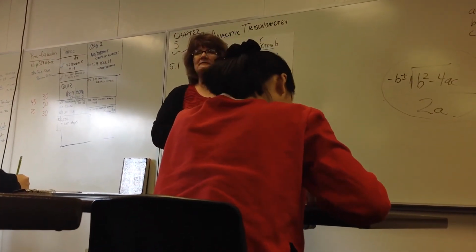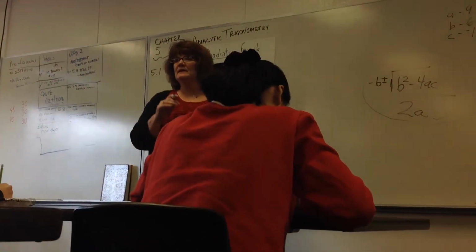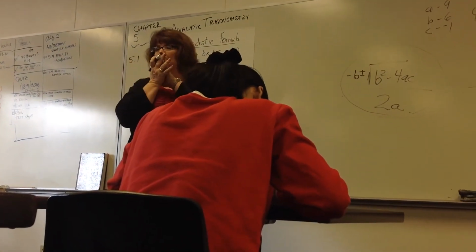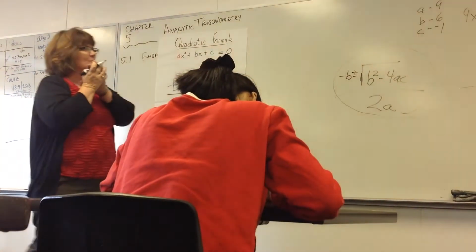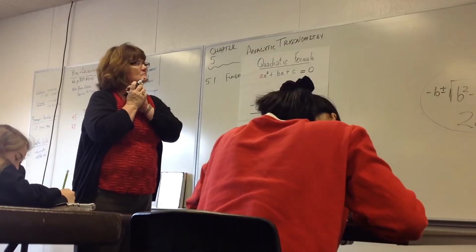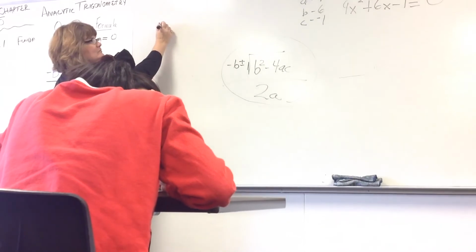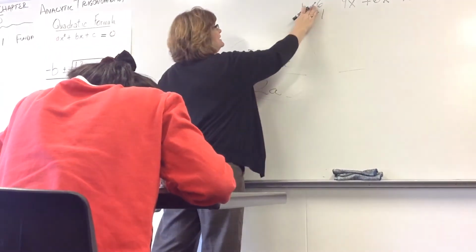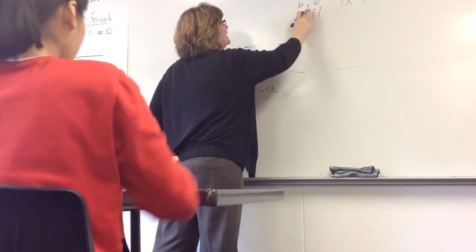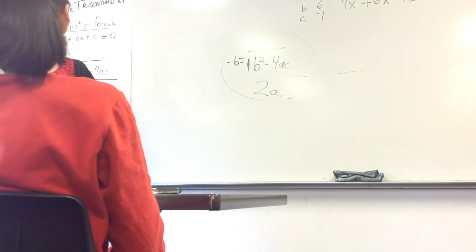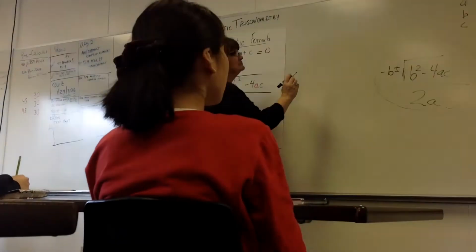All right, here we go. Rory, you want to try it? Let's plug into our formula, okay? You know what? I'm going to erase those dashes because those could almost look like negatives. So, negative 6.